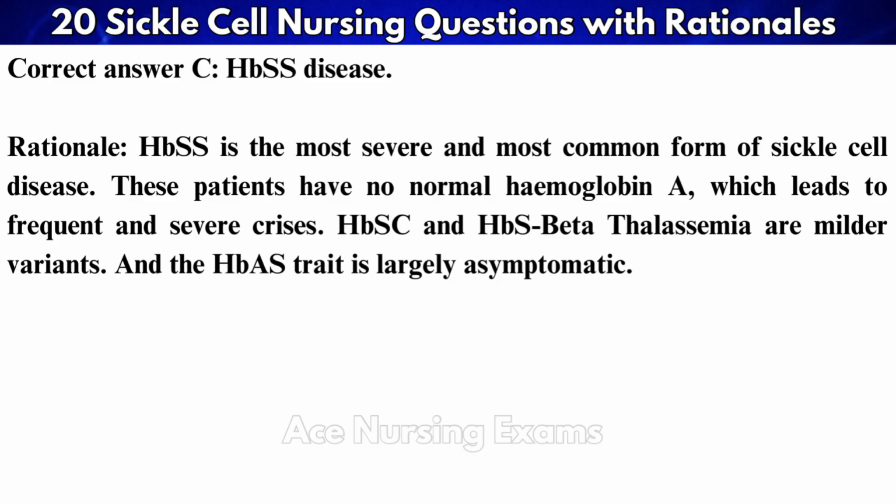HbSS disease. HbSS is the most severe and most common form of sickle cell disease. These patients have no normal hemoglobin A, which leads to frequent and severe crises. HbSC and HbS beta thalassemia are milder variants, and the HbAS trait is largely asymptomatic. Quick warning, question 10 trips up almost everyone, so pay close attention and don't skip ahead.